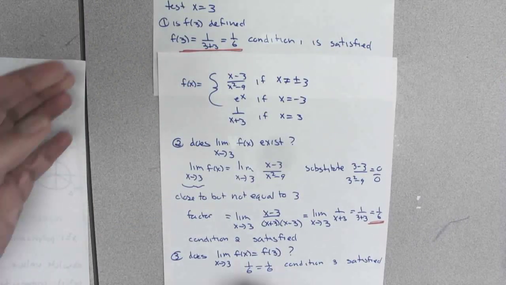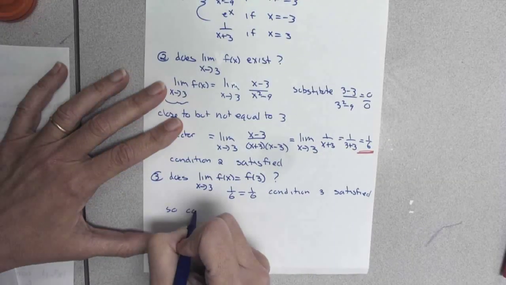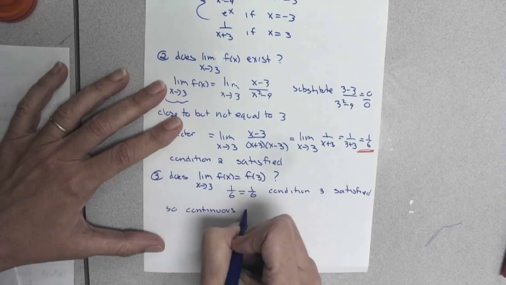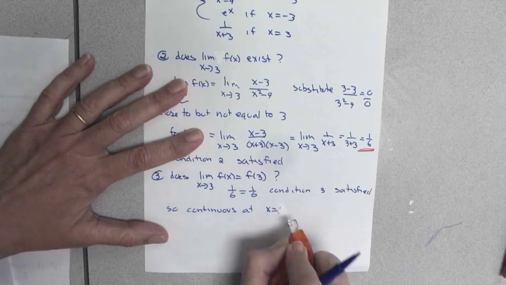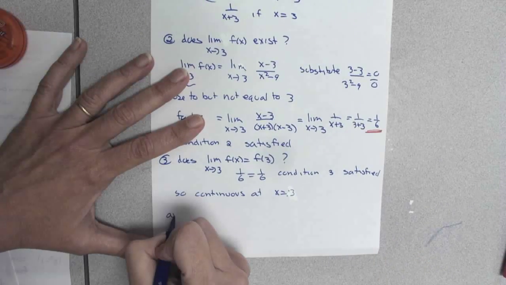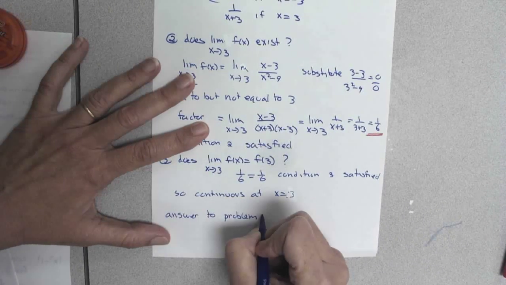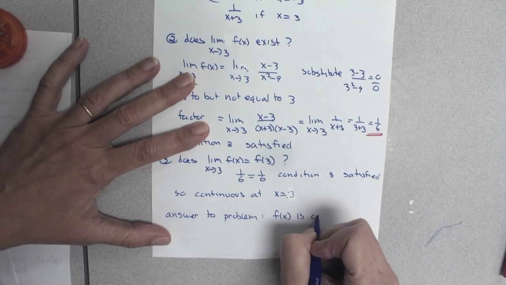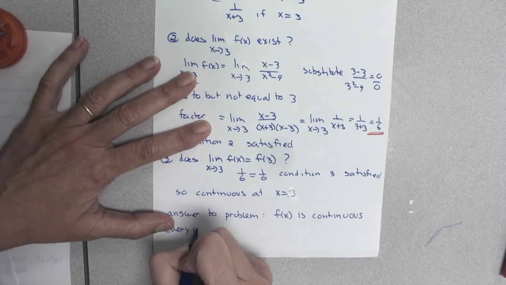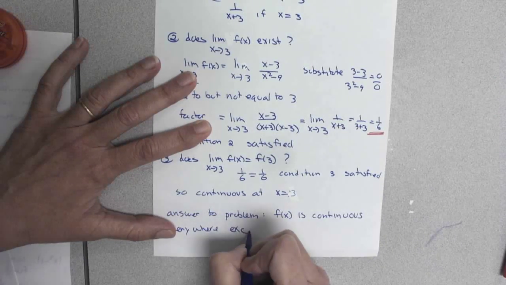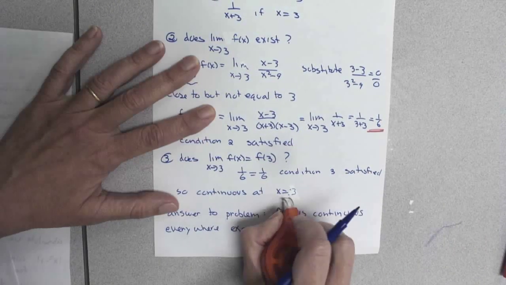And so finally, we get to conclude the answer to this problem. So it's continuous at x equals 3. And so the answer to the problem: f of x is continuous everywhere except at x equal negative 3.